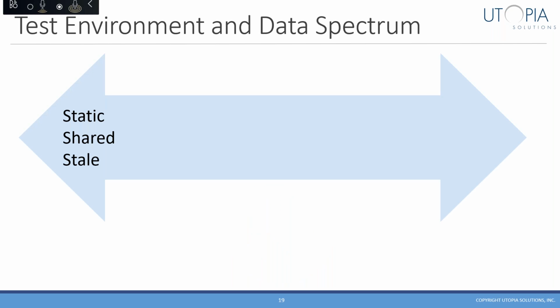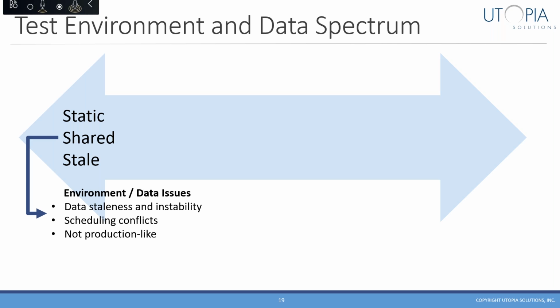So I think a good way to start doing that is to look at the spectrum of test environment and data situations. At one end, we have the good old static shared environments that are created and seem to persist forever. And I see a lot of people, even with DevOps, that are still working with shared and static test environments. And I've added stale to that because by their very nature, the data in these environments often becomes stale over time.